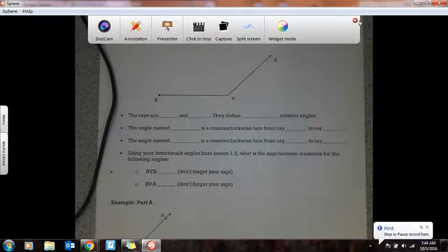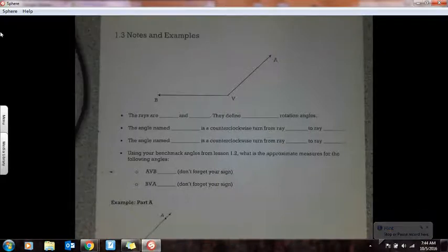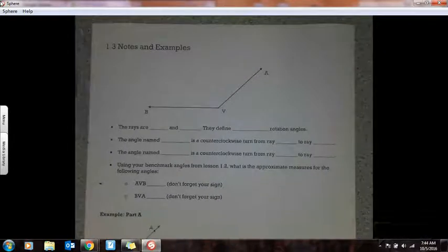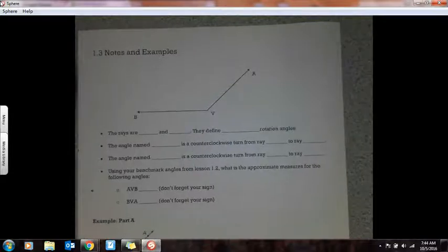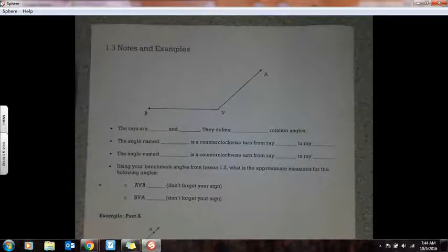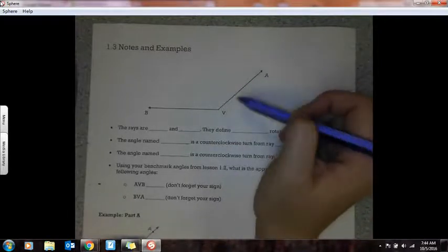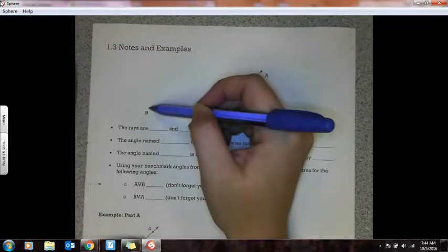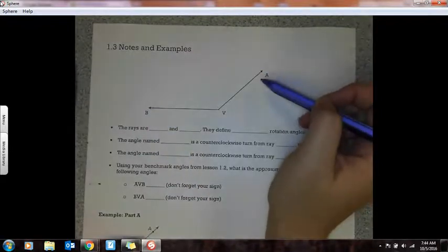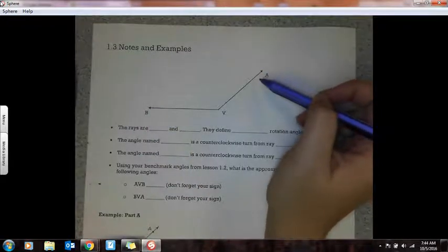We are going over 1.3, so go ahead and follow along on your paper as I go through what these notes are. So you have an angle here. You have angle AVB, or you could also call it angle BVA. And angles are made up of two rays. A ray is where it points and goes off in a direction forever. So this angle is made up of two rays.